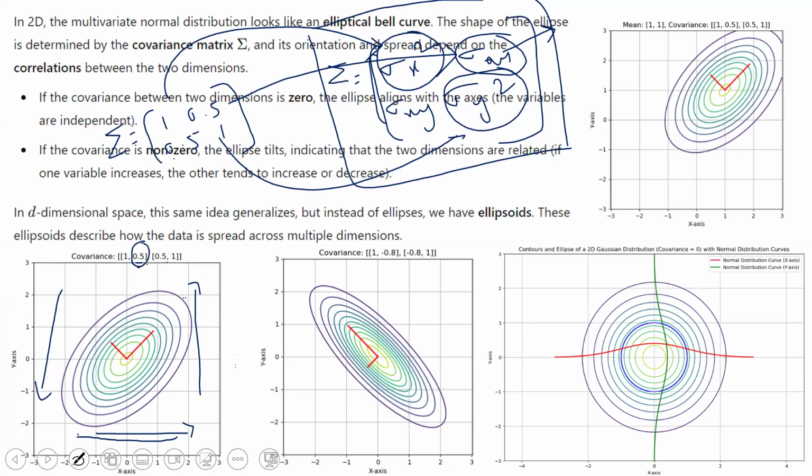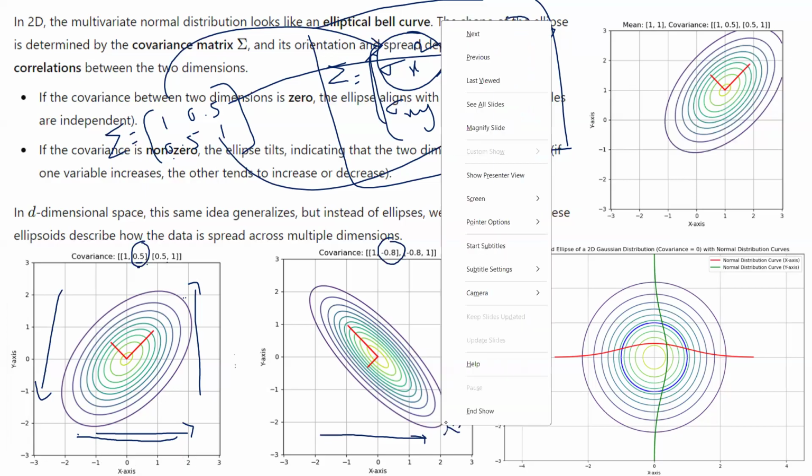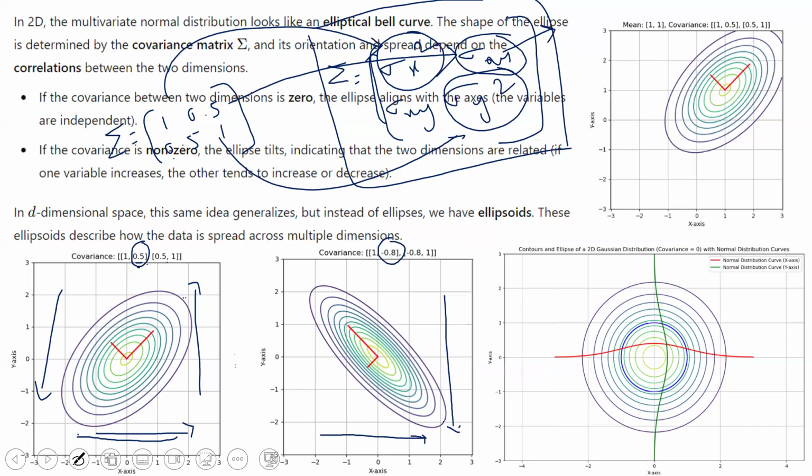Look at this diagram, minus 0.8, negative covariance. That means if x value is increasing, y value is decreasing. Look at this point. Here x value is high but y value is low. When x value is decreasing, y value is increasing. They are like in different directions. That is what negative covariance means. If one is increasing, the other tends to decrease, right? That is why the ellipse is looking like this.